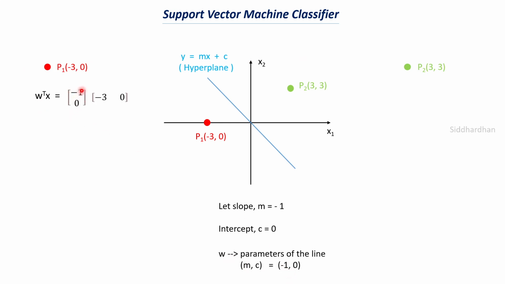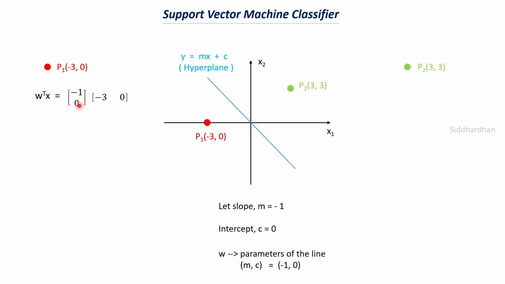So I'm taking the transpose of this w and I'm multiplying it with x. So x is nothing but my point. So the point here is minus 3 comma 0, right? And now I'm just multiplying this. This is just like a simple matrix multiplication. And the reason I'm taking the transpose of w is that we know that the shape will mismatch for matrix multiplication. If you want to carry out a matrix multiplication, the number of columns in the first matrix should be equal to the number of rows in the second matrix, right?